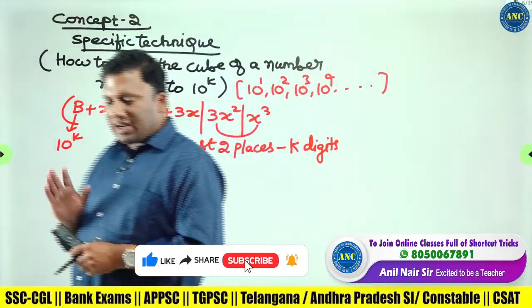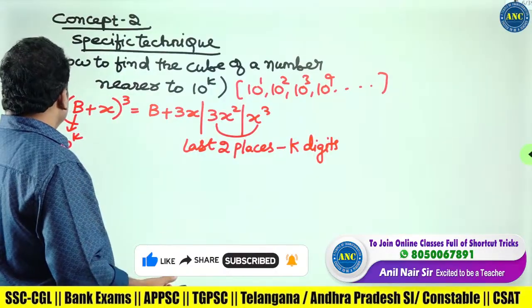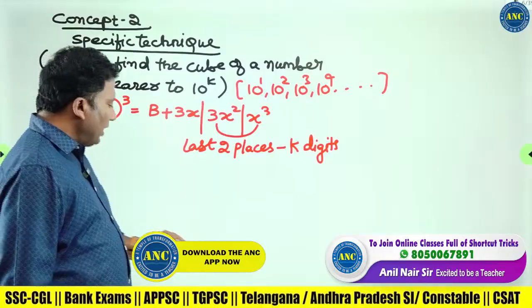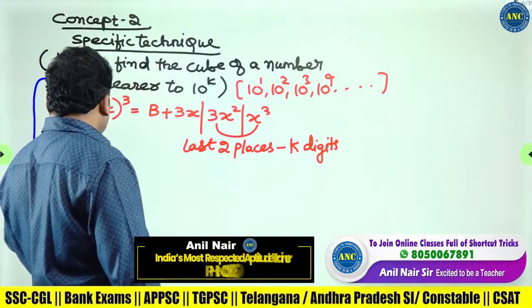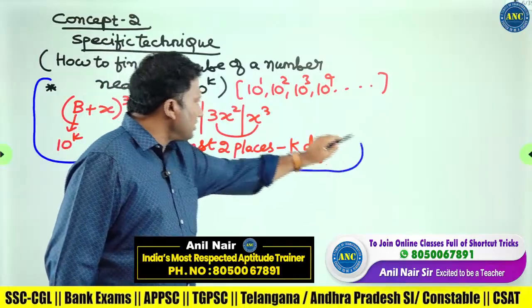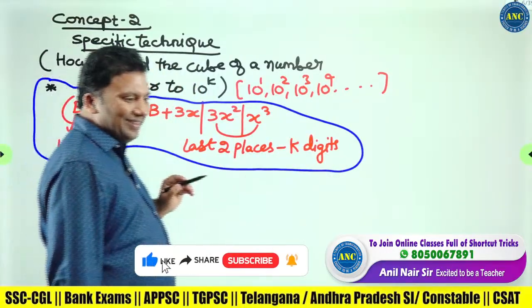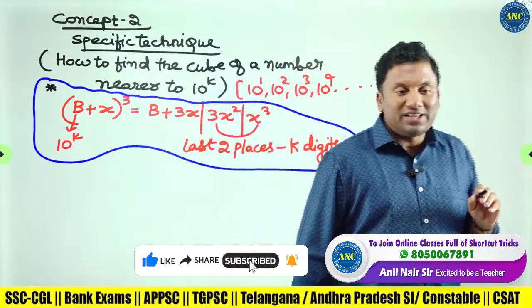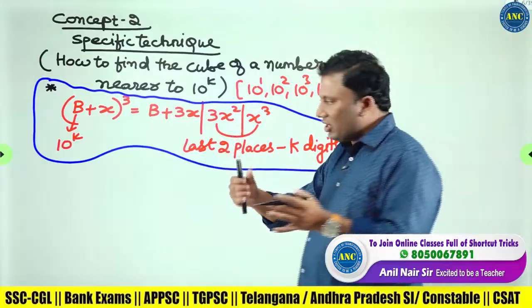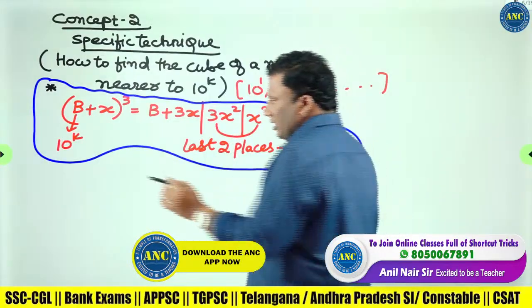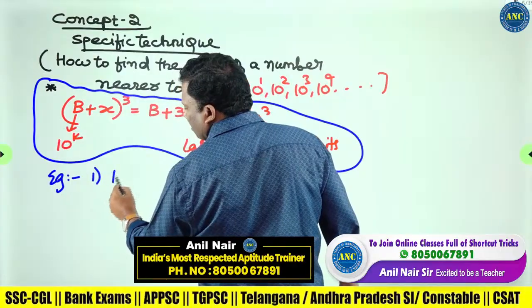B plus x, first write down as it is. B plus x whole cube. Answer directly it is b plus 3x slash 3x square slash x cube. It is nothing but a plus b whole cube only, but instead of a it is b, and instead of b it is x. It is a condensed version of a plus b whole cube. Listen, sir, how directly you will get the answer. We will do 6 to 7 examples.